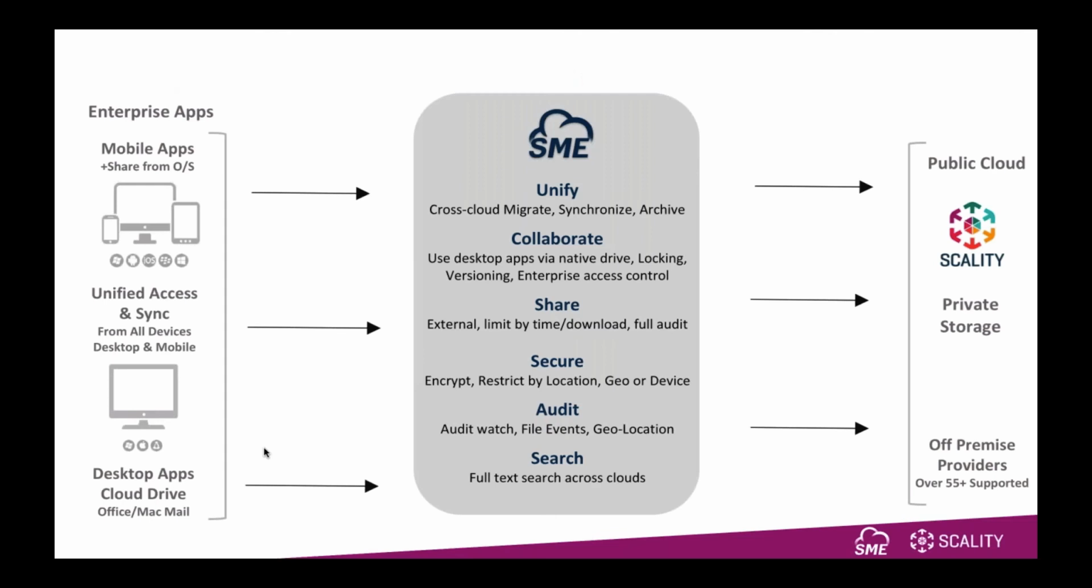And so what a Scality and SME solution is going to look like is pretty simple. On the left, you're going to have any type of application you want. This can be mobile apps, so it can be my tablet, my iPhone, my Android, whatever it is. You can also have desktop clients, so we have a Mac client, we have a Windows client, we have a Linux client. You can access anything through any web browser.